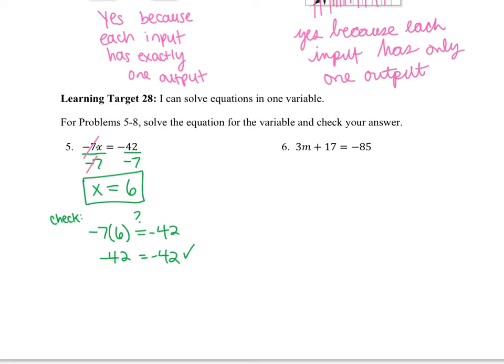Next is problem 6. 3m plus 17 is equal to negative 85. So remember, we want to get the term with the variable by itself. There are two terms on this side. I want to get the 3m by itself. So don't worry about getting rid of the 3 yet, but just 3m by itself. I've got this plus 17, so I want to undo that.